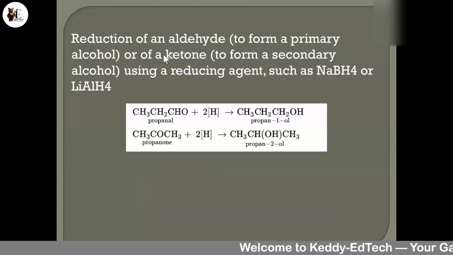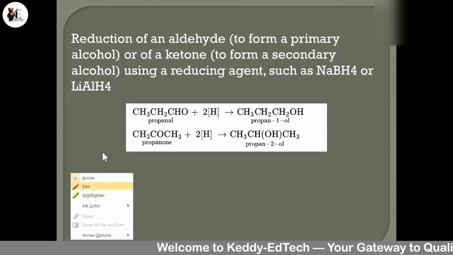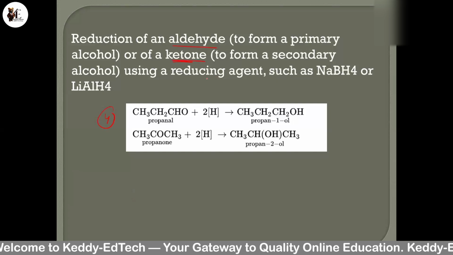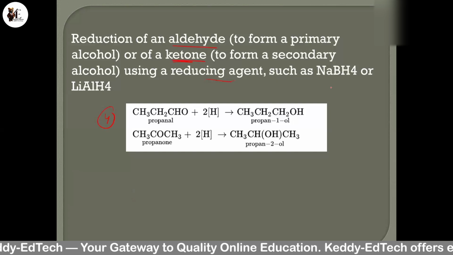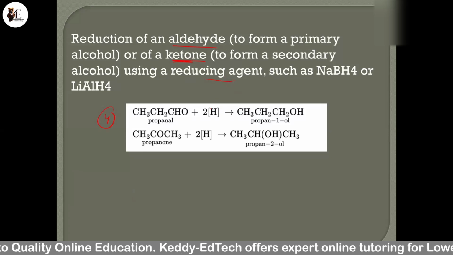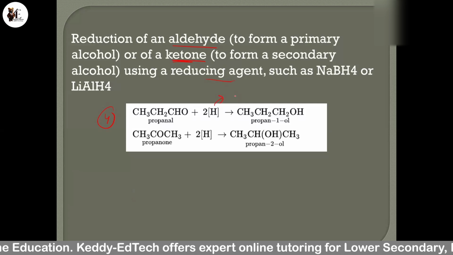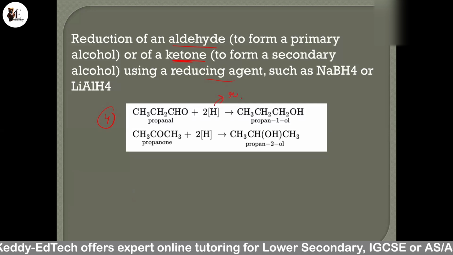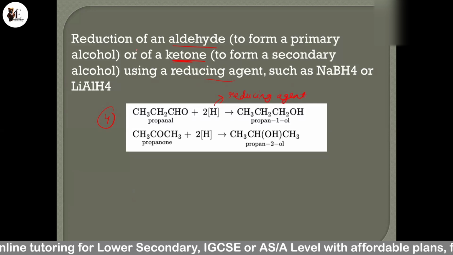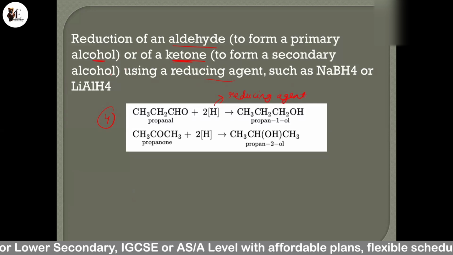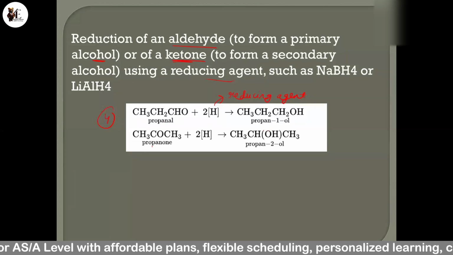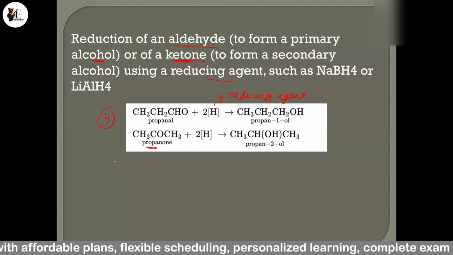So this is the fourth method to prepare alcohols, and this is the reduction method. If you do the reduction of an aldehyde or a ketone using a reducing agent such as NaBH4 or LiAlH4, you will get your alcohol. If we represent O in the square bracket as the oxidizing agent, we will represent H in the square brackets as your reducing agent. If we reduce an aldehyde, we'll get a primary alcohol, and if we reduce a ketone, we get a secondary alcohol. So propanal gets reduced to propan-1-ol, and propanone gets reduced to propan-2-ol.